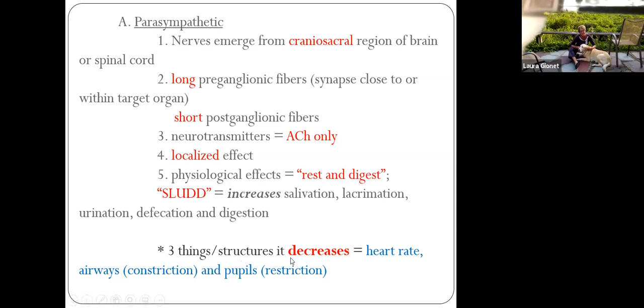Three things or structures it decreases in opposition are heart rate, airway diameter, and pupils. It slows down heart rate. It slows down respiratory rates. It will bronchoconstrict, as it's called, because you don't need all these tubes wide open for air to be traveling through. It's going to let those muscles relax and constrict, and just allow a normal amount of air into and out of the lungs. And it causes pupillary constriction.